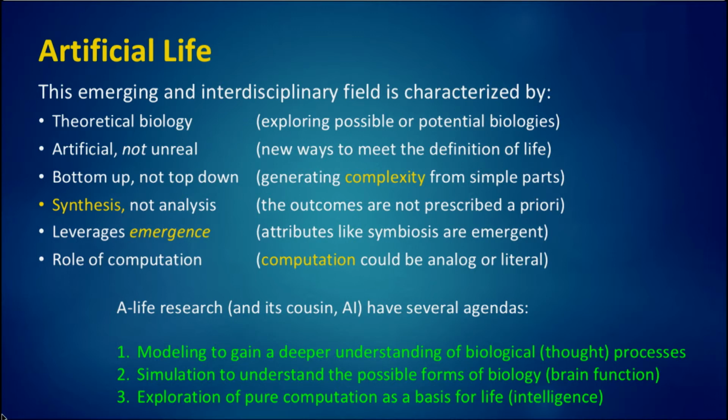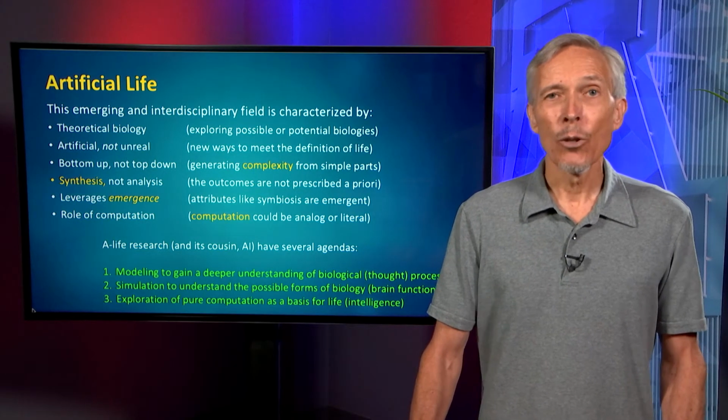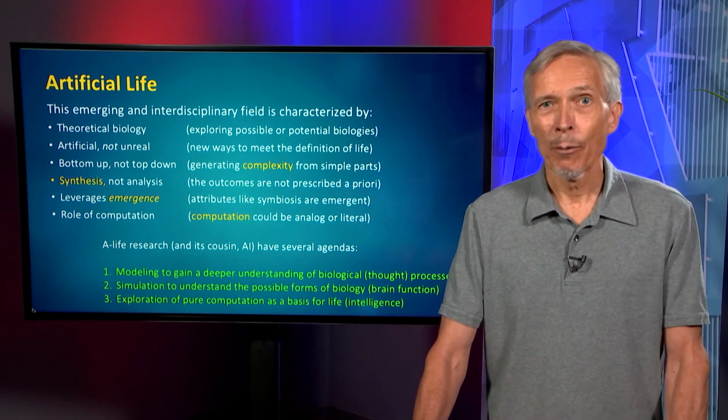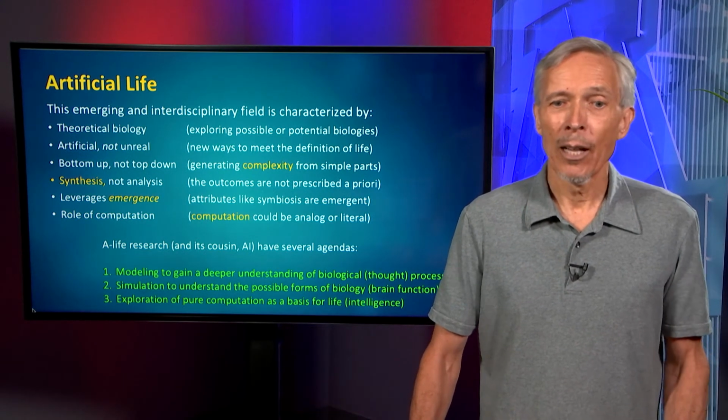In other words, what are the various ways of generating complexity, since life obviously is complex, from simple parts? It involves synthesis, not analysis, where the outcomes are not described and prescribed a priori. It also leverages interesting ideas in biology like emergence. Emergence is the idea that life is not necessarily the sum of its parts, and that when you get sufficient complexity, new qualities and attributes emerge that could not have been predicted in a deductive way from the simple components. In other words, it goes beyond a reductionist idea of biology.